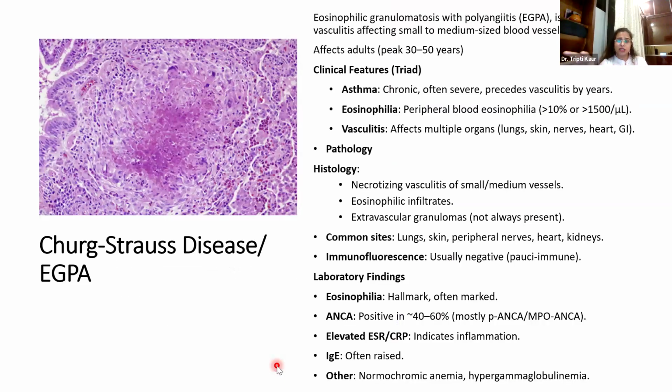Another case is Churg-Strauss disease. It has a similar look to GPA, except the eosinophils are too many, and there is a clinical triad: the patient has asthma, eosinophilia, and vasculitis. Sometimes you get this triad, but most of the time you don't, and you have to suggest to the clinician to please do P-ANCA. In the laboratory findings, eosinophilia is the hallmark. P-ANCA is positive. The IgE levels are often raised, and the patient will have hypergammaglobulinemia with a normochromic anemia.